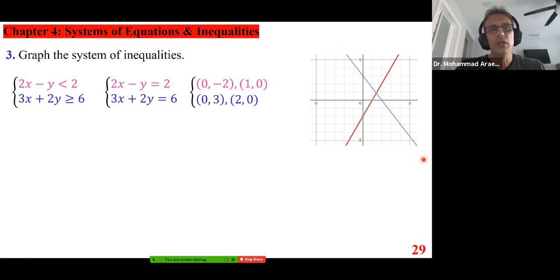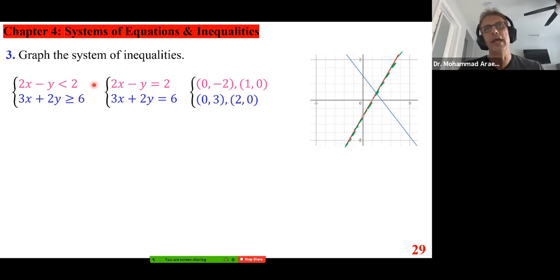Now, before we move on, we should notice that this one has the equality and this one doesn't. The one with the equality is the blue line, and it's a solid line. This one doesn't, so this has to be changed to a dashed line. So you change it to a dashed line because of that.